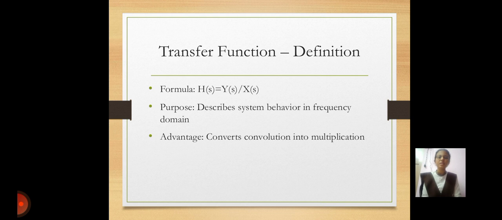In this slide we represented it in the Laplace domain. This describes how the system behaves in the frequency domain. This converts the convolution into multiplication, and multiplication is easier than convolution. This abstraction helps us understand how systems behave without solving differential equations. These are the equations for Laplace and frequencies. We know that s is equal to sigma plus j omega.